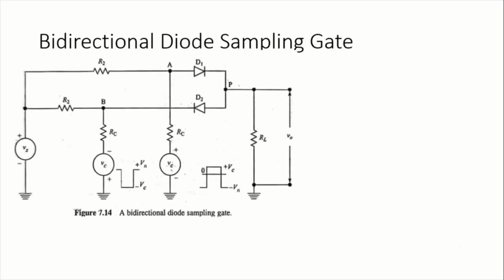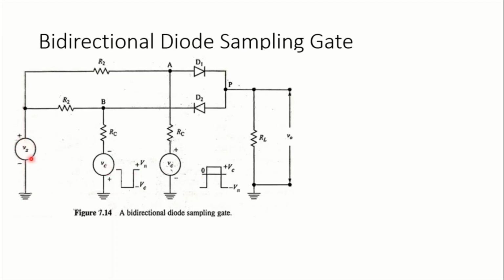Directional diode sampling gate is constructed as shown in figure. This requires two control signal voltages which are actually complementary to each other. See this control signal which is connected at D1. So if this is at plus Vc, then the control signal connected to D2 will be at minus Vc. So these two control voltages are of equal magnitude but in opposite polarity, and they will be applied to the diodes.